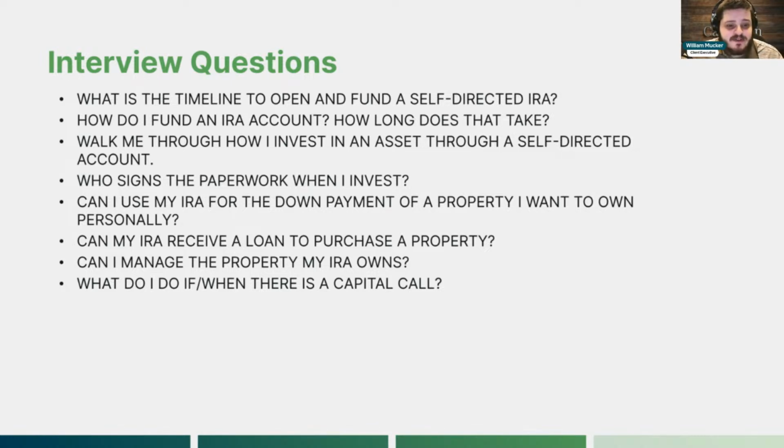Can my IRA receive a loan to purchase a property? It actually can, and we'll talk about something called UDFI in the next slide, which actually applies to this. So if you want to receive a loan for a property your IRA wants to purchase, you can do that. It's through what's called a non-recourse loan. You won't be able to get a traditional mortgage. It would have to be through what's called a non-recourse loan.